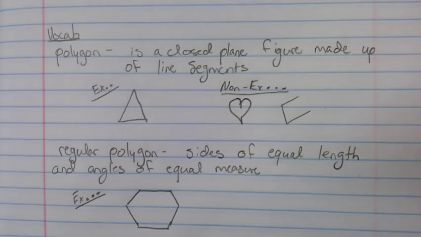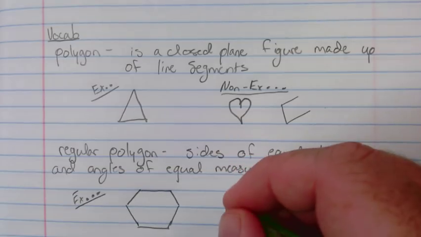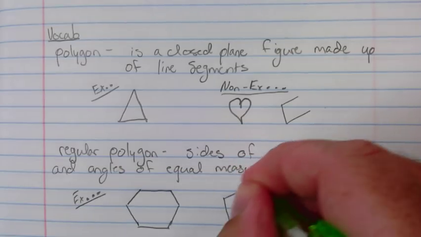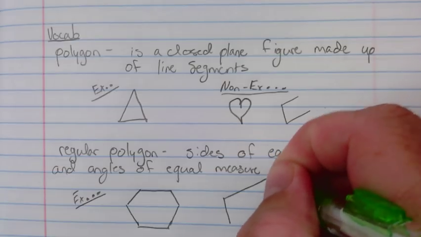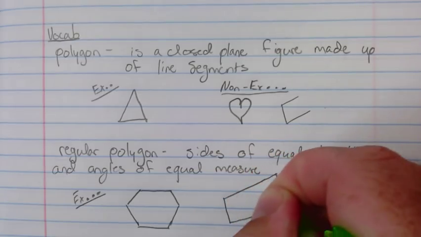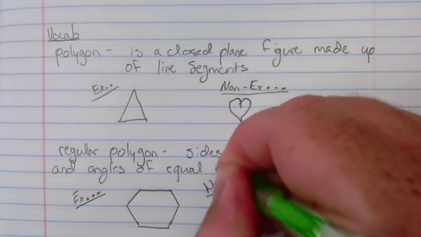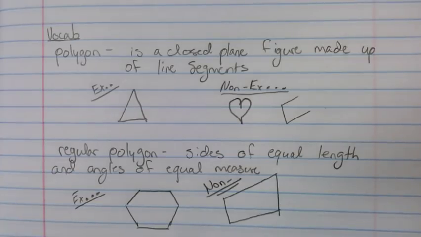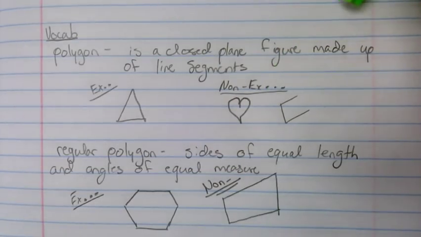However, sometimes we could have shapes that look like this. So this would be a non-example. And the reason it's a non-example is because my lines aren't of equal measurement. My top line segment is longer than my bottom line segment. Okay? So that's all we're going to focus on today.